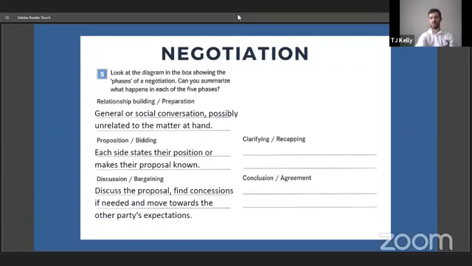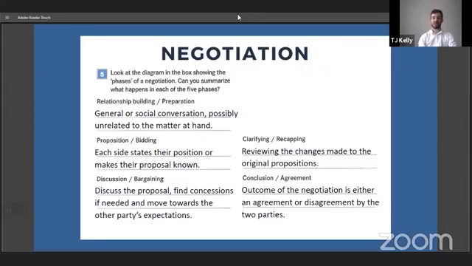Once the back and forth has happened, some of this bargaining, we move on to the clarifying and recapping stage. Now here we'll review the changes that were made to your original proposition, and we'll make sure everyone's on the same page, that there's a common understanding between all the parties of how you can move forward together as a group.